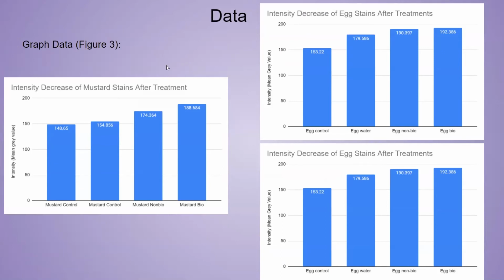As for the graph data, taking the mean gray values of each, we can see an upward trend in the mean gray values as we increase in the treatments, which shows a maintained trend in the decrease of the stain intensity itself, which means that as we move from the control to the water to the non-biological to the biological, we see a maintained increase in the deterioration of the intensity of the stain. It is most evident with mustard stain removal, as well as with egg stain removal, where for egg stains, it's a bit less intense.